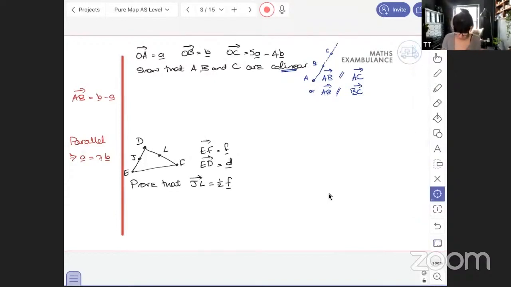The fact that you need is that parallel vectors are where one is a multiple of the other one. So that's what I need to do. I also need that A to B is B minus A. You use that all the time. The point A to the point B is the vector B minus the vector A. Right, let's do it. A to B. Well, I know A and I know B. A to B is B minus A.